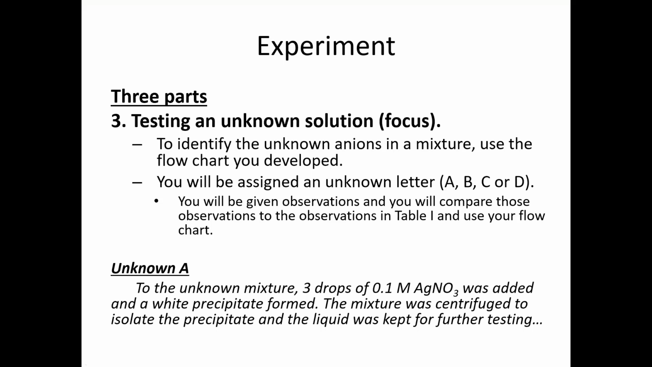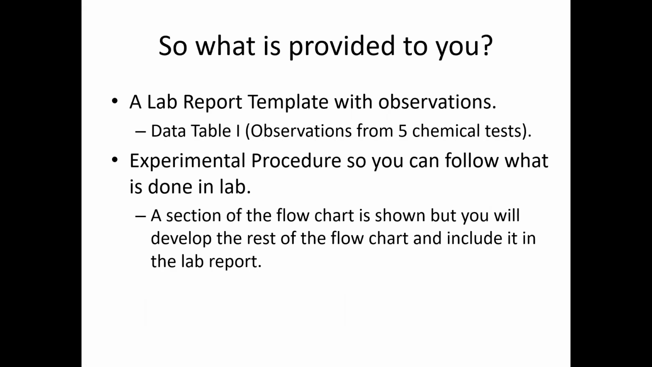In your lab report template, you will have observations similar to that. So if it's unknown A, then this is what you're going to see in the experiment. And then based on the observations, you need to figure out what ions are in unknown A. On Canvas, the lab report template is provided with all the observations. And there's also an experimental procedure you can follow for what's done in the lab. A section of the flow chart is developed, but you need to develop the rest of the flow chart and include it in the lab report.